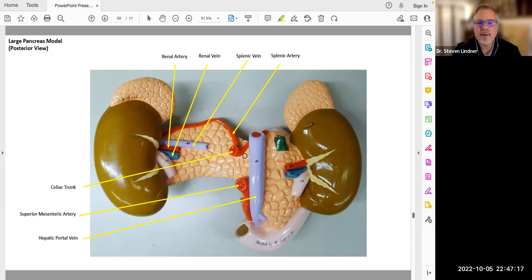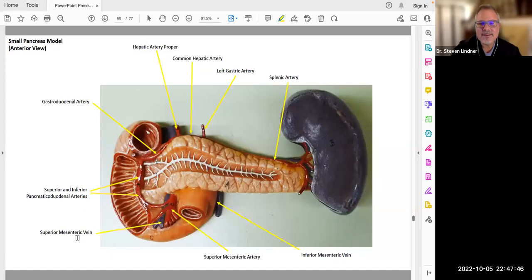Now let's see. Now we're looking at it from the posterior. So you can see the celiac trunk right here. The left gastric looks like it's broken. I could see an orifice for it, but it looks like it was broken. Here's the splenic artery going to the spleen. Here's the renal artery, renal vein, hepatic portal vein, and that's all I want you to know from that. Same picture. Let's see. What do I want you to see from here? Let me see if there's anything. Splenic artery. Here's the left gastric. And that's about it.